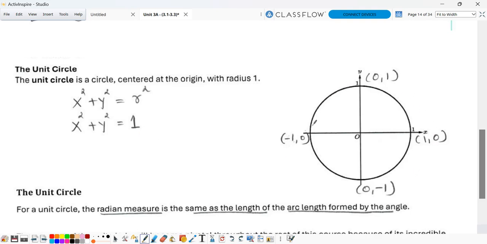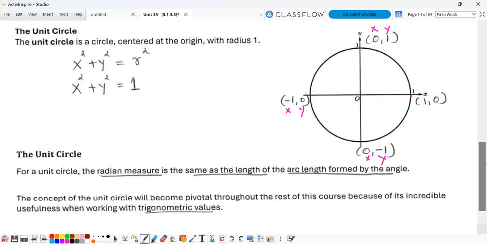Now, the coordinates of all those points are very important because you should know that the radius is 1. That means this point is (1, 0). This point is (0, 1), because this is always x and that's y. Negative x, y. Here x is 0 and y is negative 1. So have a clear understanding that on the x-axis, y is always 0, and on the y-axis, x is always 0.